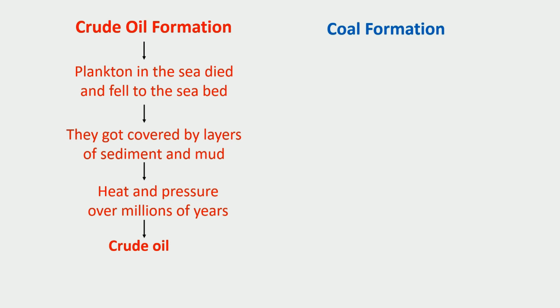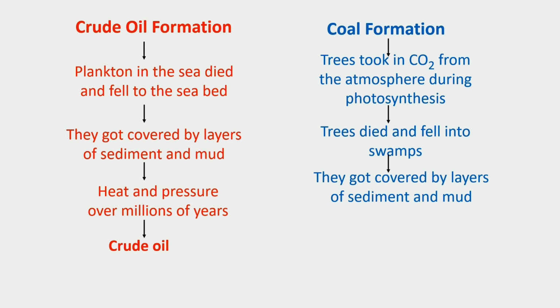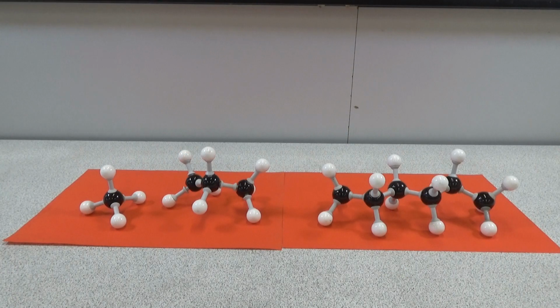Coal is also a fossil fuel because that is made from things that were living millions of years ago, but in this case it was made from trees. And those trees were taking in carbon dioxide when they were photosynthesizing millions of years ago, and then when they died they fell into swamps. And once again they got covered by layers of sediment and mud, and heat and pressure turned those once living trees into coal. The molecules found in crude oil are hydrocarbon molecules.